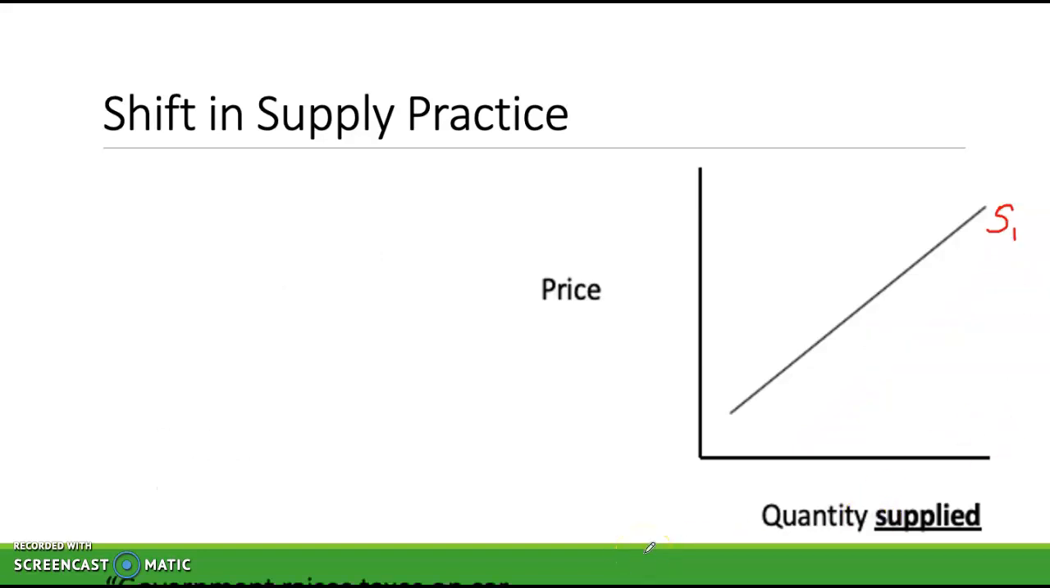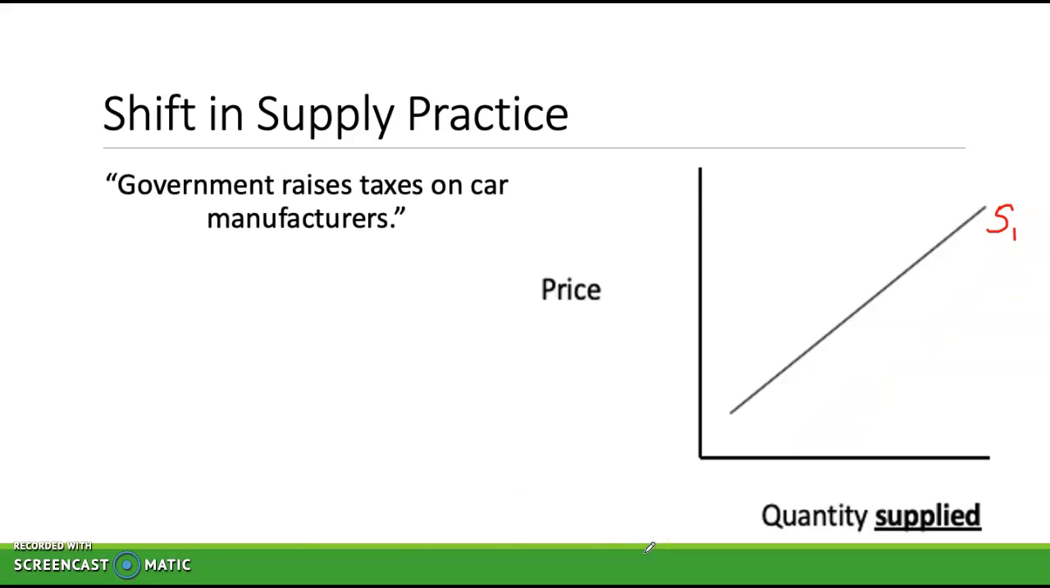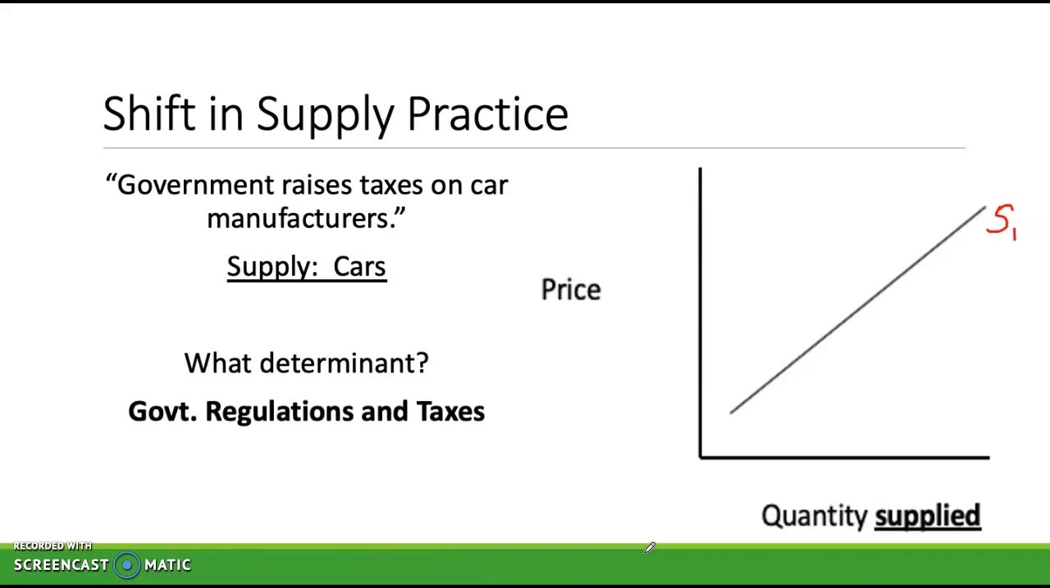Now let's look at our next scenario. Let's say the government raises taxes on car manufacturers or car companies. Ford, Chevy, Toyota, let's say they have to pay higher taxes now. So now we're going to look at the supply of cars. Now the determinant of supply that is causing this shift is government regulations and taxes. Again, if businesses have to pay higher taxes or the government puts more regulations on these companies, it is going to decrease their supply. So remember, a decrease is shown always to the left. So we're going to draw an arrow to the left, draw our new supply curve, and label that as S2.